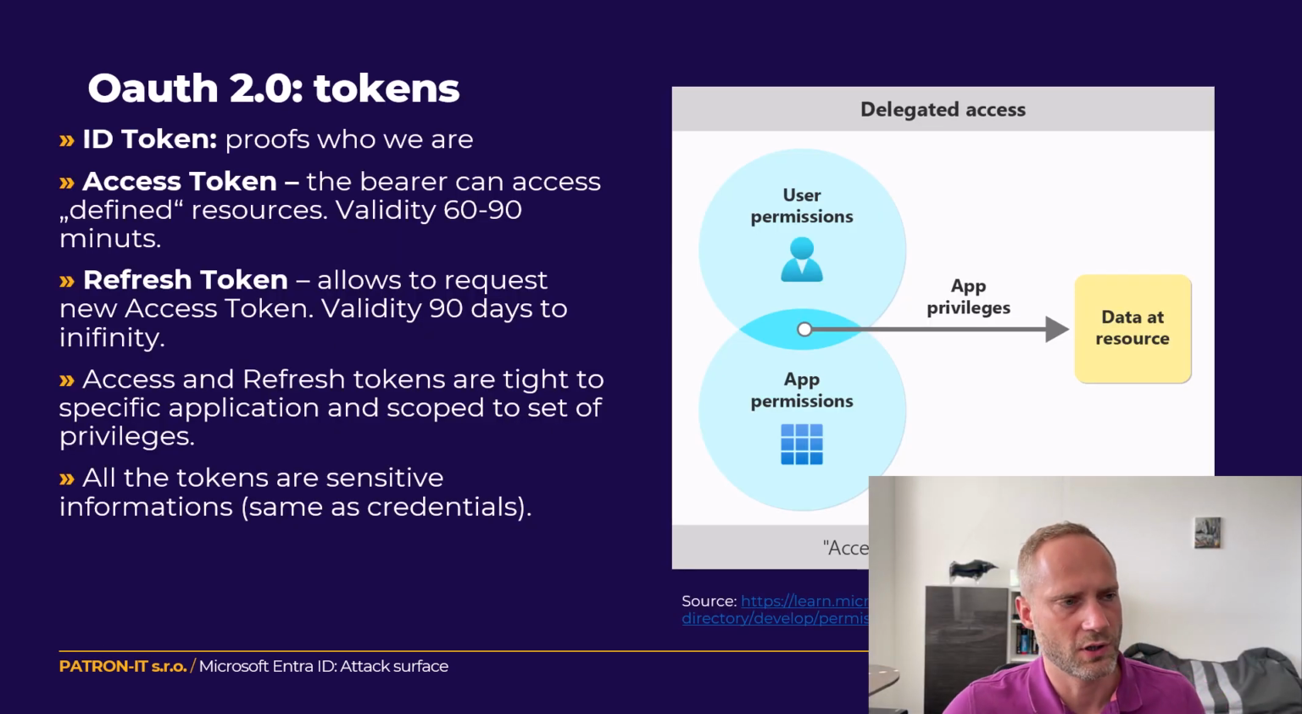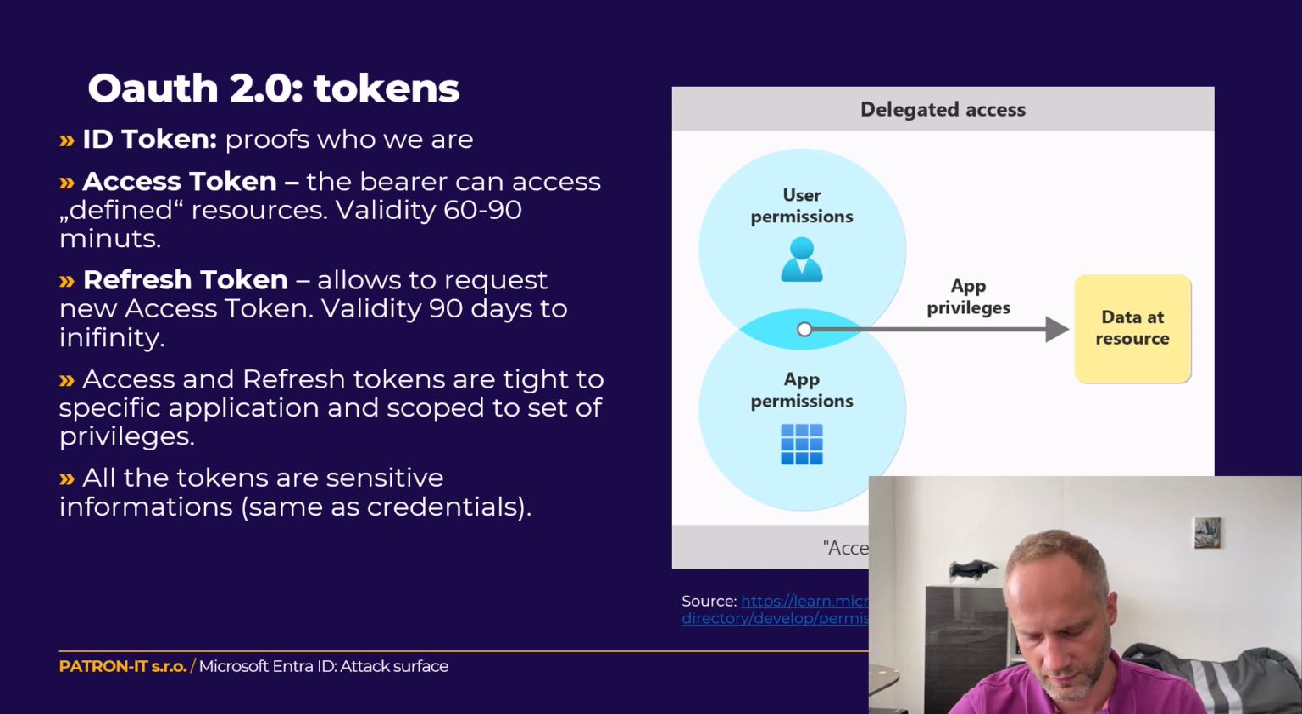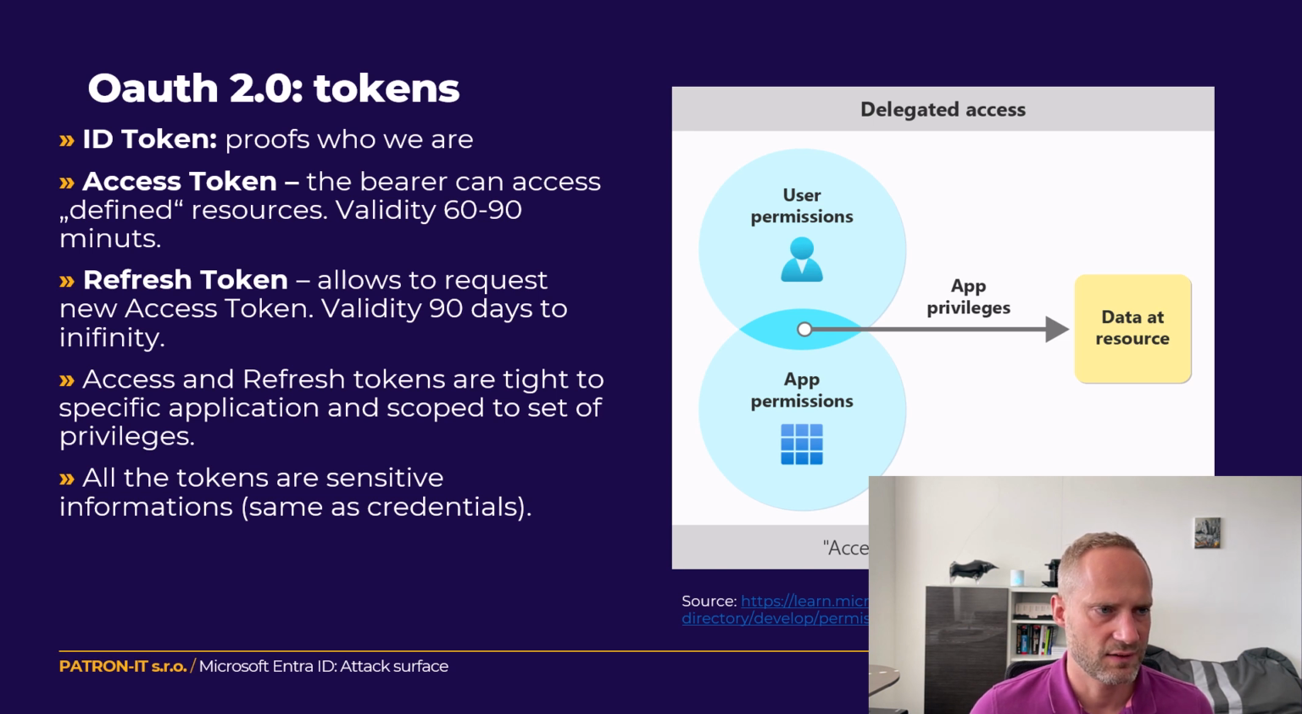So, to go back to the tokens. There are three types of tokens, as we have seen in the picture: an ID token, an access token, and a refresh token. The ID token just proves the user identity. The access token gives the bearer access to a defined resource, for example that Exchange Online. Its validity is between 60 and 90 minutes. It's random, like 75 minutes plus or minus 15 minutes.